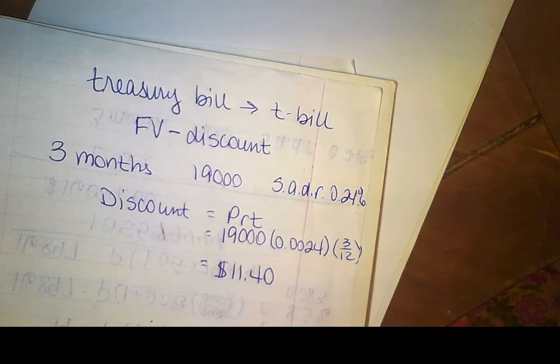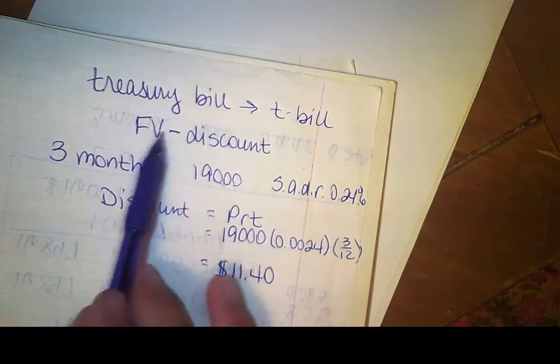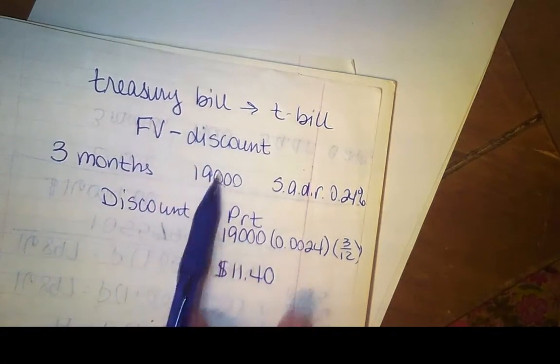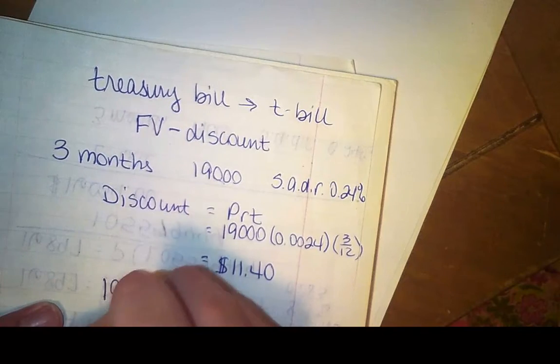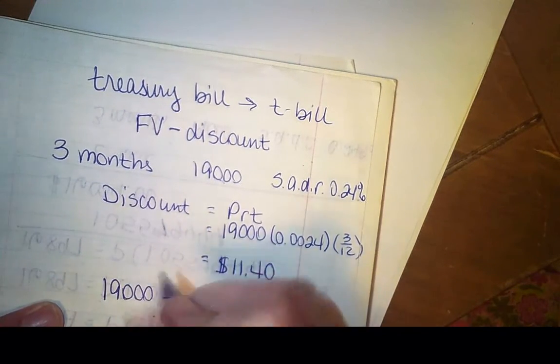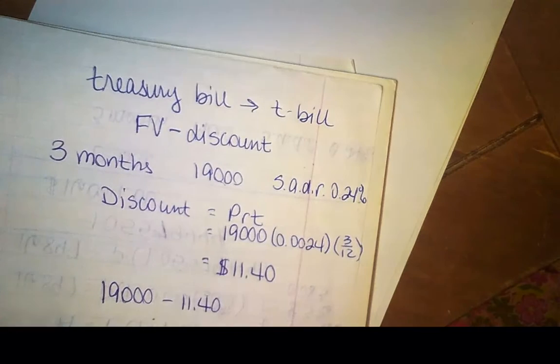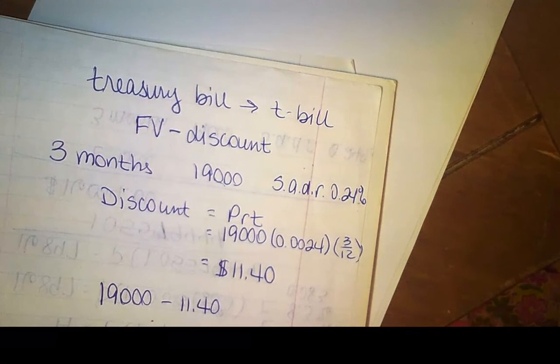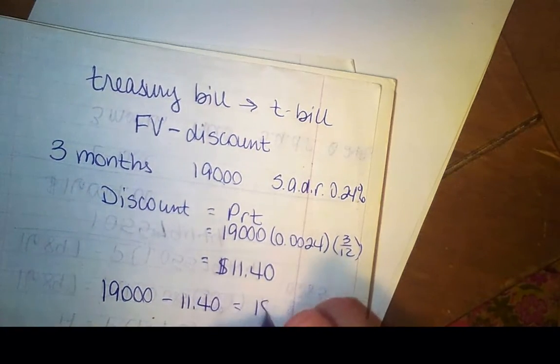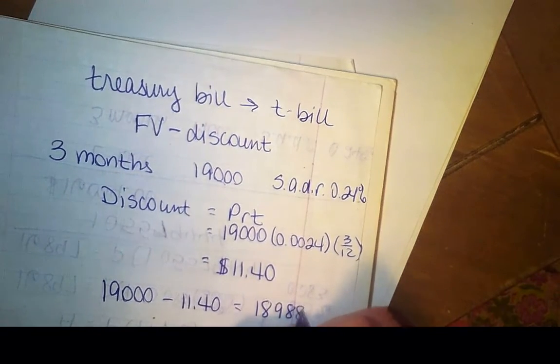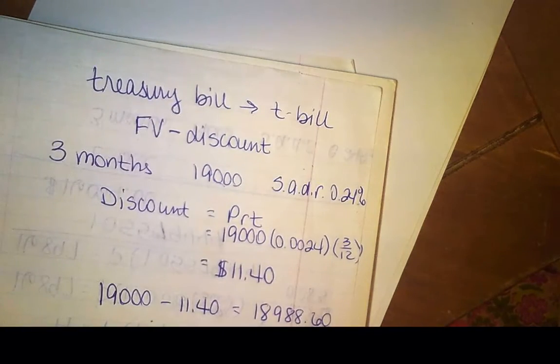So I would like to know the actual price of the T-bill. The price of the T-bill is its future value, which is $19,000, minus the discount, which is $11.40. So when I take that off, I get $18,988.60. So that's the actual price of the T-bill.